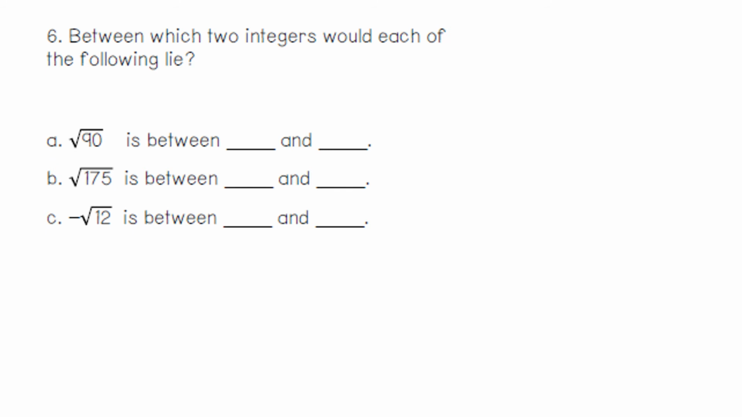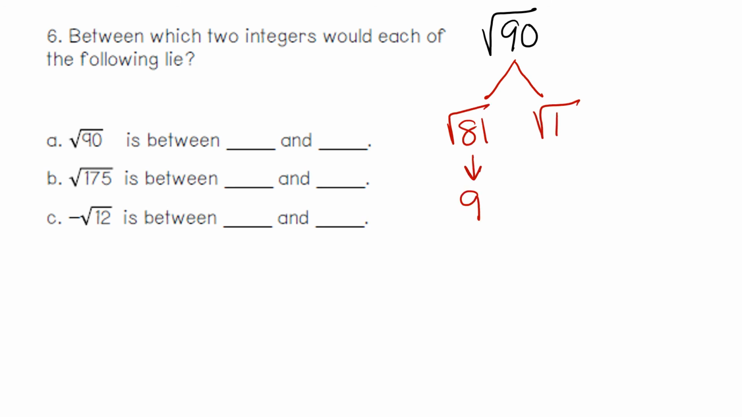Number 6, between which two integers would each of the following lie? So for the square root of 90, we break it down into our two perfect squares that it's close to. That would be the square root of 81, which is going to be 9 times 9, and the square root of 100, which is 10 times 10. So the square root of 90 is between 9 and 10. This problem does not actually ask us to find the decimal point. It just wants the whole numbers.